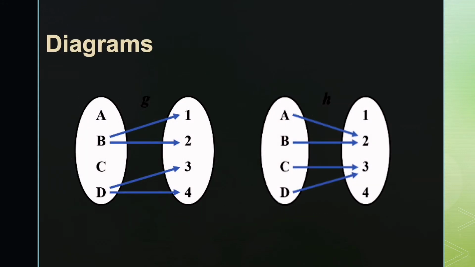Now let us consider the diagrams G and H. Both diagrams G and H represent a relation. In the diagram G, B maps to 1 and 2, and D maps to 3 and 4. An element in the first set maps to two values in the second set, hence it is not a function. In the diagram H, A and B are mapped to 2, and C and D are mapped to 3. Every element in the first set maps to only one element in the second set, hence it is a function.